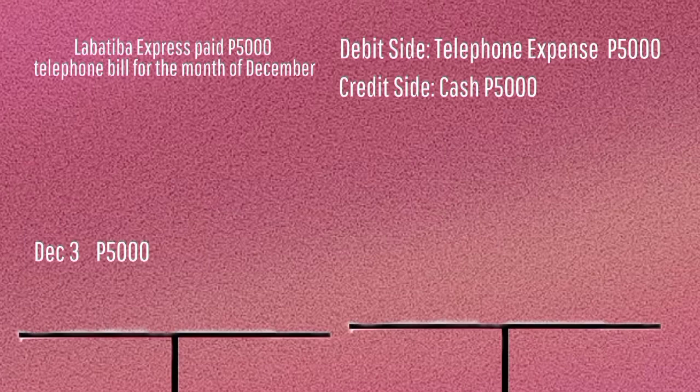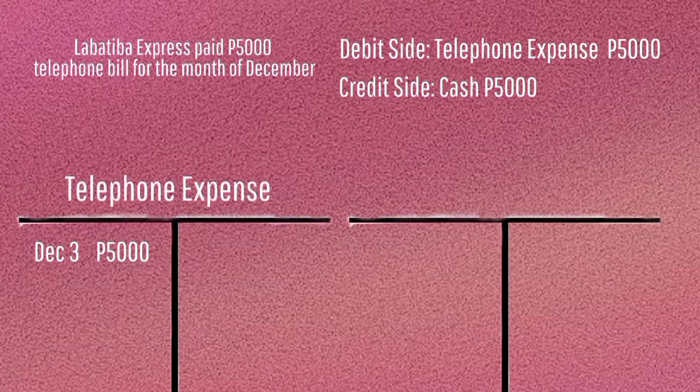Let's plot it into a T account. Debit side, telephone expense, 5,000 for December 3. On credit side, cash, 5,000 for December 3. Again, be aware of the normal balances of the entries. You can watch videos from this channel and I think it's available now. That's it for examples. Now, it's your turn to answer the transactions and I will guide you to answer that.